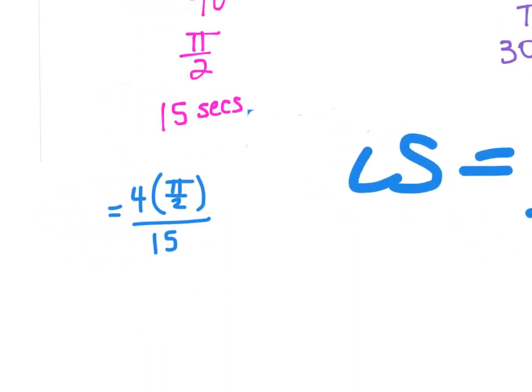Okay? So if I'm going to work this out, guys, simplify the numerator. Can I cross cancel anything between 4 and 2? Yes. 2 goes into 2 once. 2 goes into 4 twice. So I'm left here with 2 pi over 15. Leave your answer in terms of pi. You don't have a calculator.